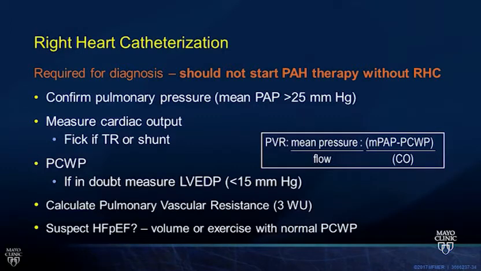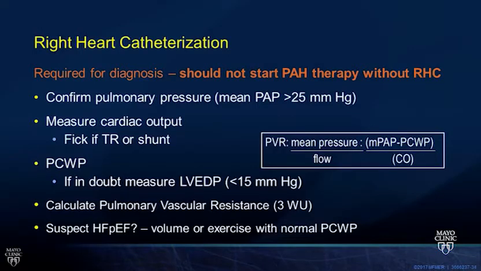You can measure the cardiac output. If there's significant tricuspid regurgitation or a shunt, then you want to use the Fick formula. It gives you a measurement of wedge pressure, or if there's any doubt, the LV end diastolic pressure, which should be less than 15. And we can calculate the pulmonary vascular resistance. Normal is less than 3.